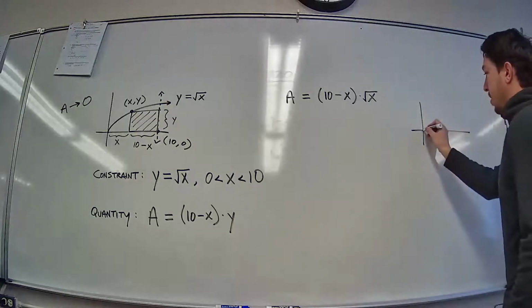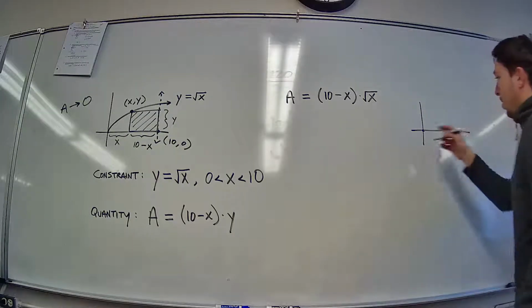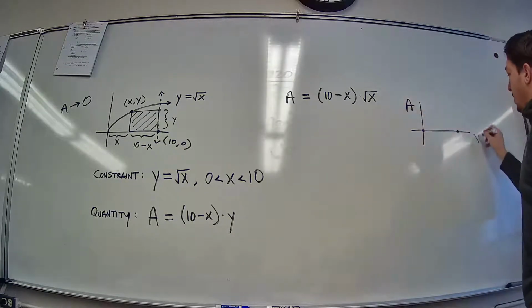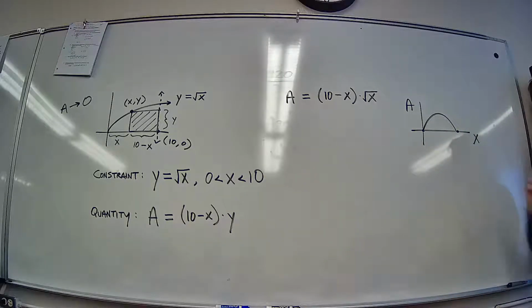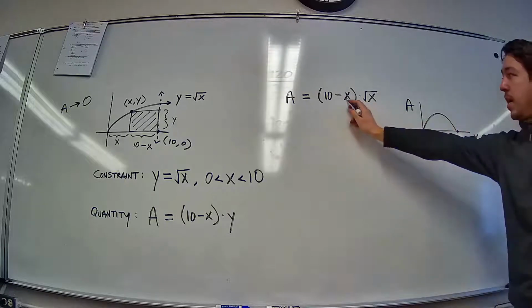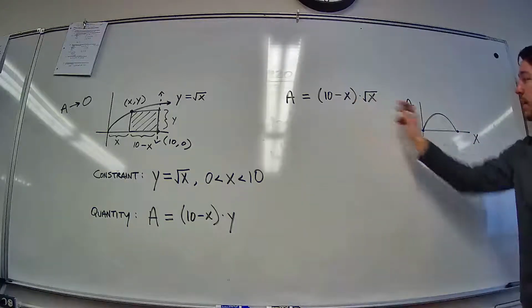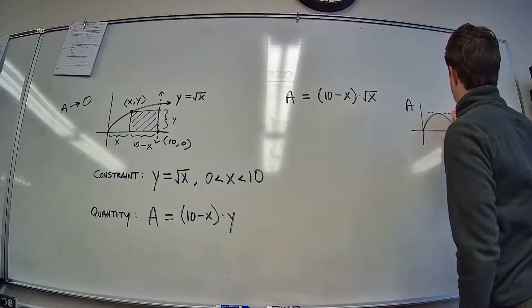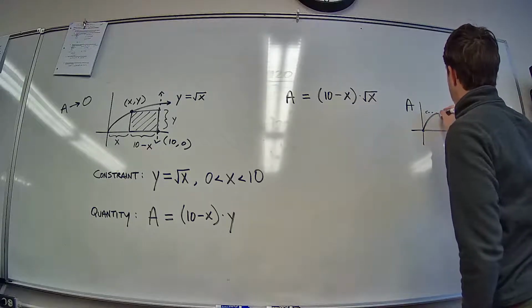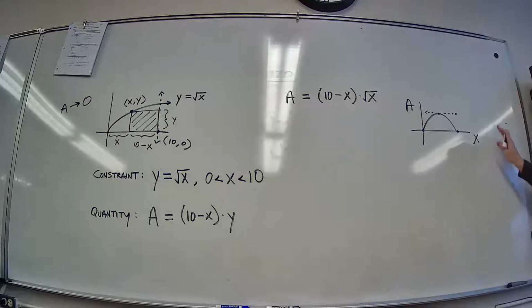Does it make sense how if X is 0 or if X is 10, the area is going to be 0? So there's some sort of hump in there that's happening. If I plug in 10, I get 0. If I plug in 0, I get 0. So the question is, when does this function have a derivative of 0? When is the derivative going to be 0?